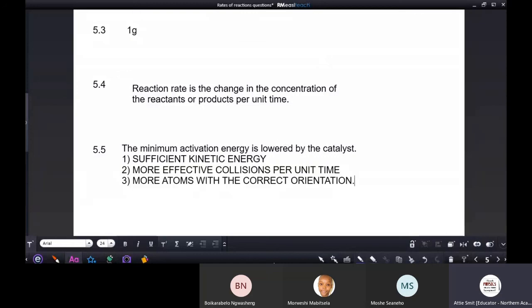Any question from your side, Mabitsela and Moshe? No, sir. Mabitsela, any question? No, okay, sir. So can we go to a second question?